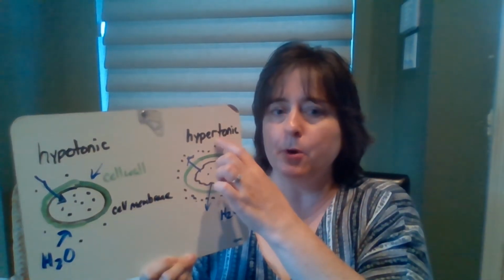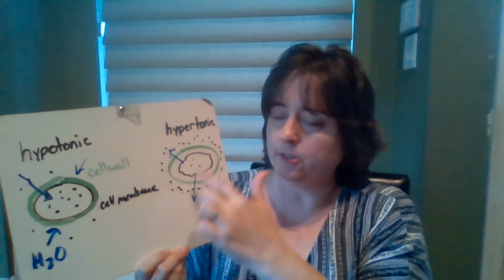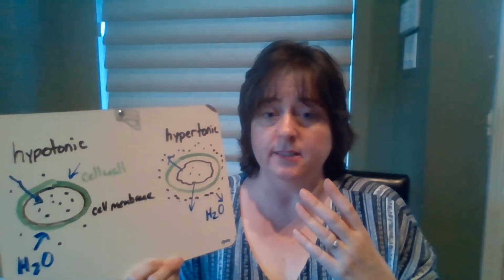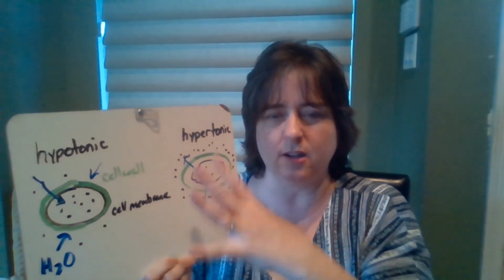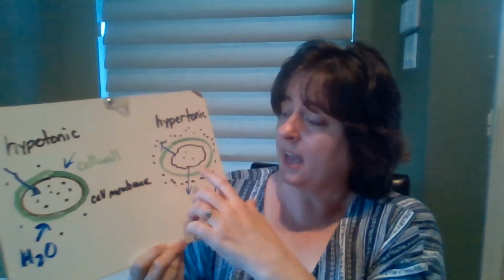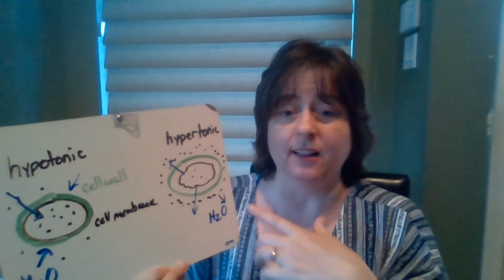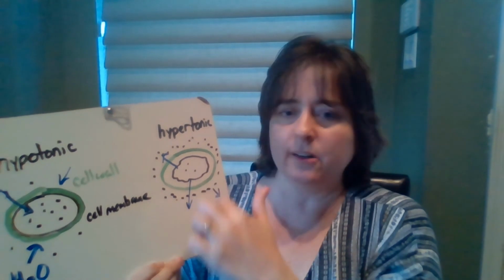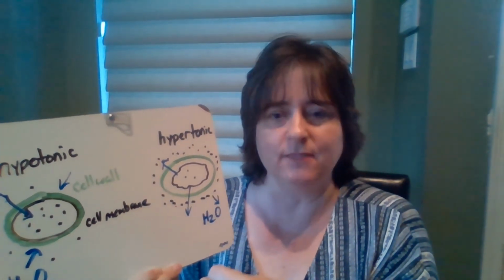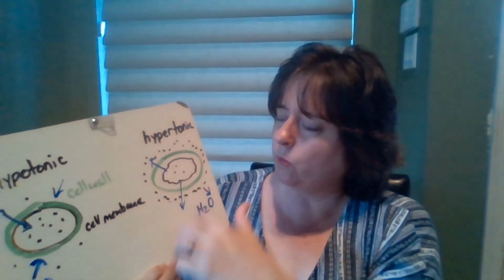In a hypertonic environment, the opposite happens. More solutes outside. Maybe this is fish and you're salting the fish and you use a lot of salt on the fish to help preserve it. You're preserving it because all the water is now rushing outside of the cell. Microorganisms need that water to grow and you're taking it away. And so salting foods is a method of preserving it. Salting fish, salting meats. So the water is rushing out.